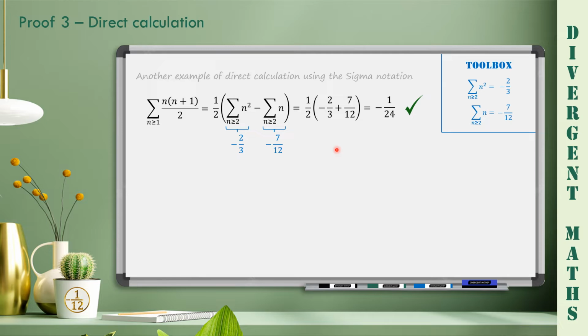So it's another example of direct calculation that we can use to determine the sum from n equal 1 of the monotonic divergent series of triangular numbers. Again, we get to negative 1/24. All right.